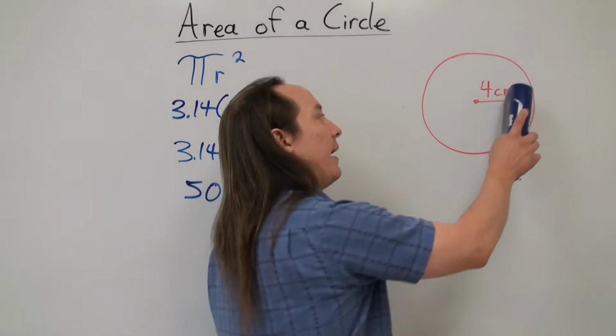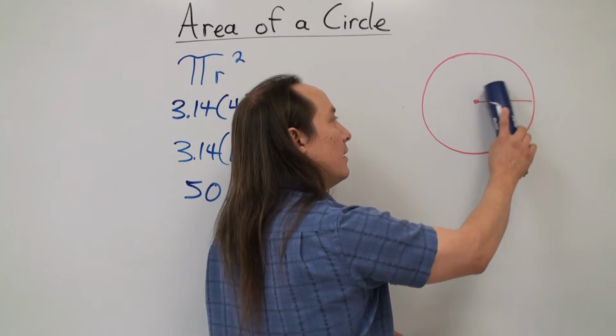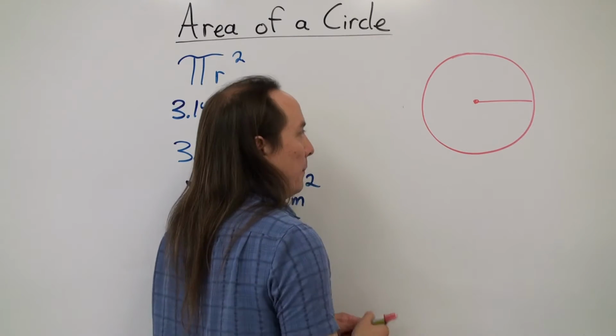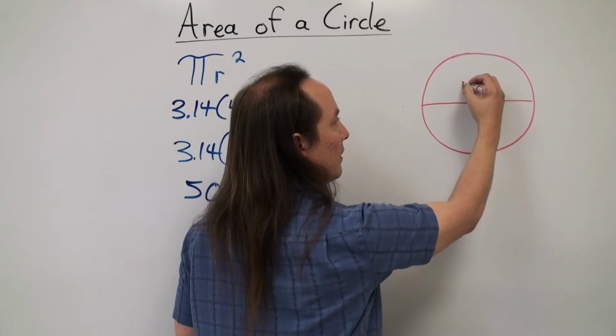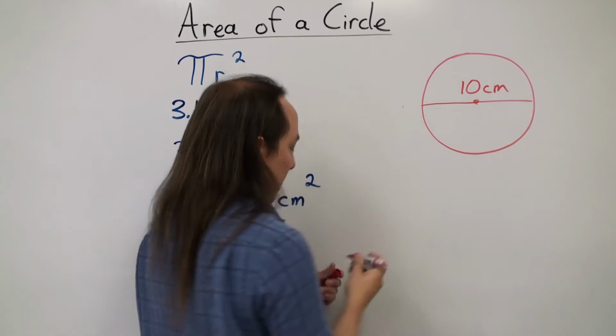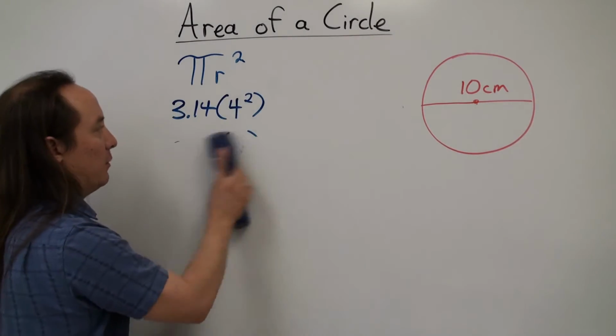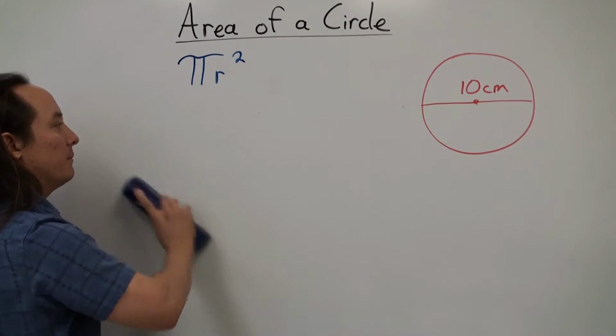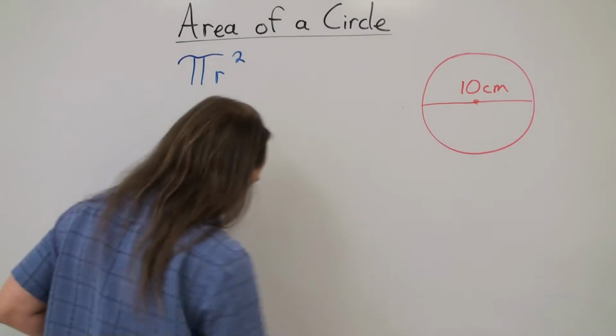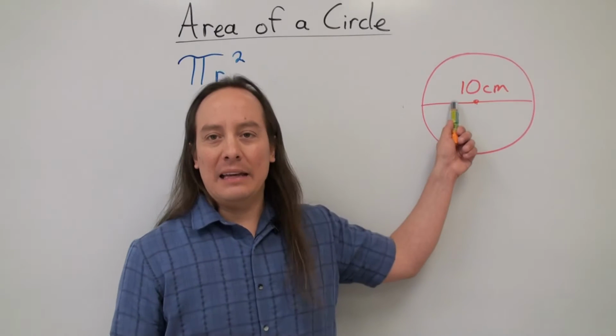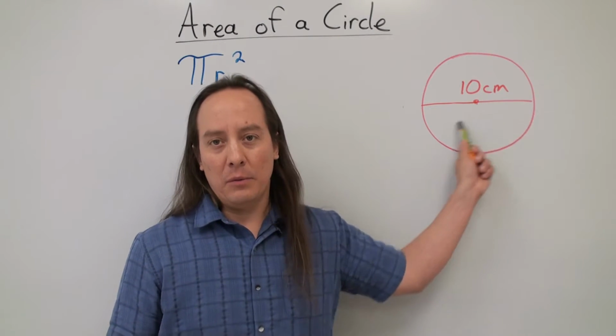But I'm going to go ahead and change that, like I usually try to do for you guys. I'd like you guys to have opportunities to see different kinds of problems. So now I'm changing the circle. Obviously, we're still looking for the same thing. What's the area of this circle? But this time I didn't give you the radius. What did I give you?